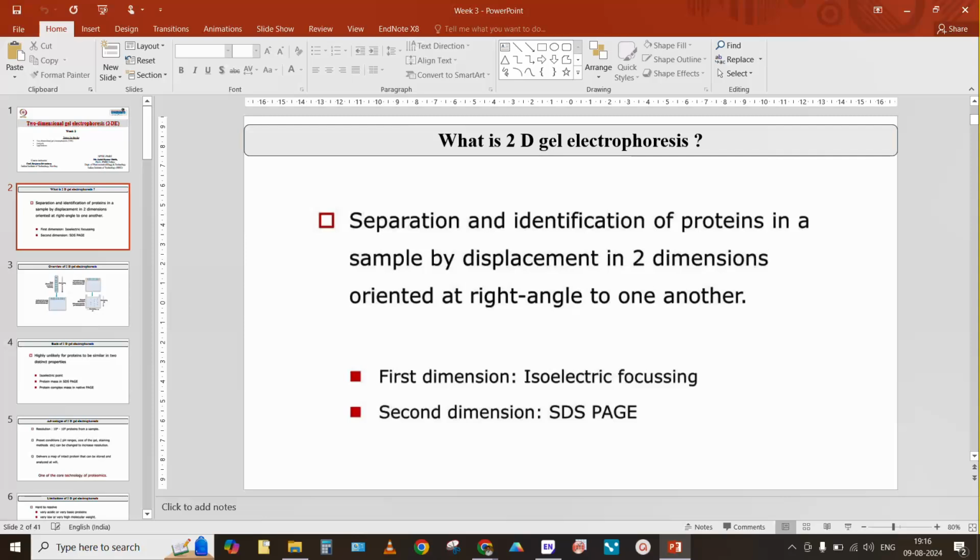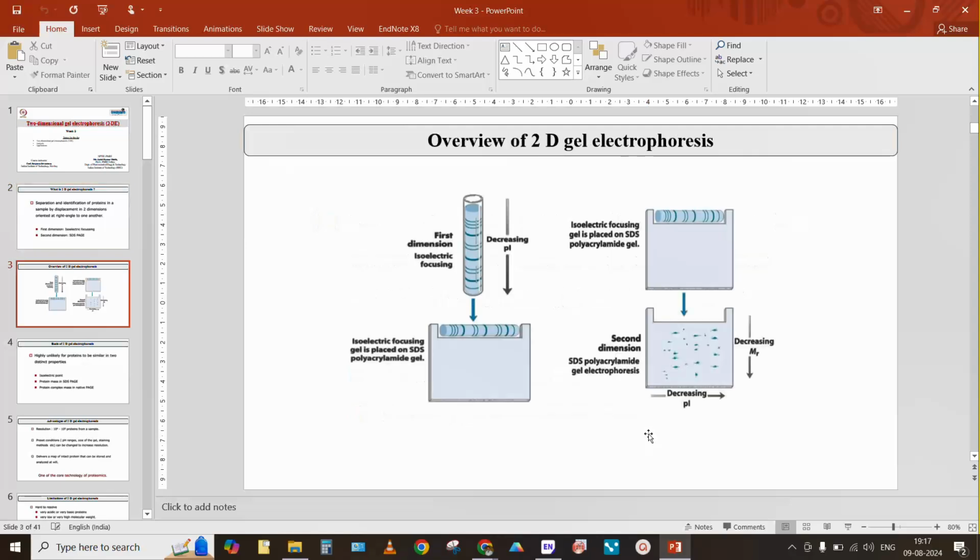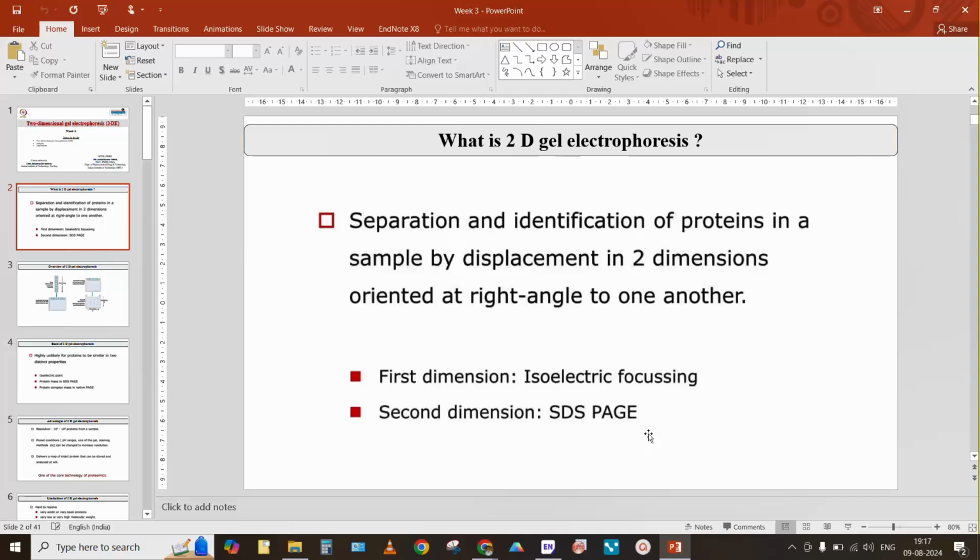So why is it called 2D gel electrophoresis? Because it has two dimensions. The first dimension is isoelectric focusing and the second dimension is SDS-PAGE. We'll cover them one by one. The first one is isoelectric focusing, in which proteins are separated based on their isoelectric points. I'll also give you an overview of gel electrophoresis. Let me first explain what 1D and 2D are, isoelectric focusing and SDS-PAGE.